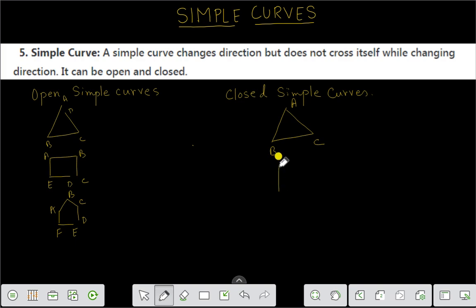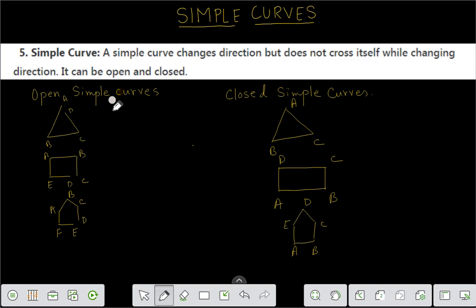Or you can draw a rectangle also like this. There is A, B, C, and D. This is an example of closed simple curves. Or you can draw a pentagon also, 1, 2, 3, 4, and 5. A, B, C, D, E. Therefore, this is a closed simple curve.